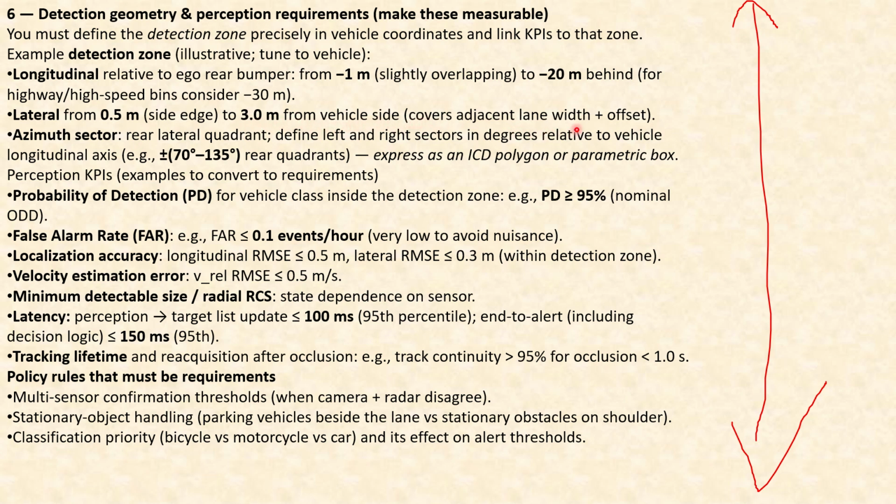So this covers the adjacent lane width plus offset. Next comes the azimuth sector. Azimuth sector means the rear lateral quadrant. The rear lateral quadrant defines left and right sectors in degrees relative to the vehicle. The longitudinal axis is nothing but the axis along the direction of the road. So on that axis, plus or minus 70 to 135 degrees for the rear quadrants, expressed as an ICD polygon or a parametric box.